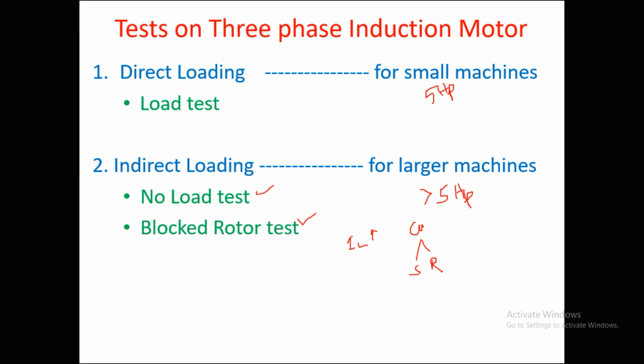we are choosing the indirect loading test at the time of manufacturing a larger machine. So now we'll start with the very first test, that is the direct loading test, the load test, and we know it is suitable only for small machines.